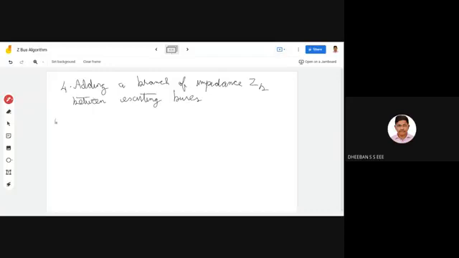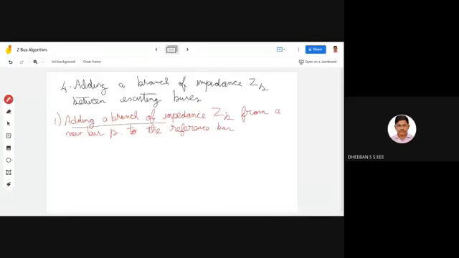So it is adding a branch of impedance ZB from a new bus to the reference. Okay, and the diagram for this will be in this fashion.